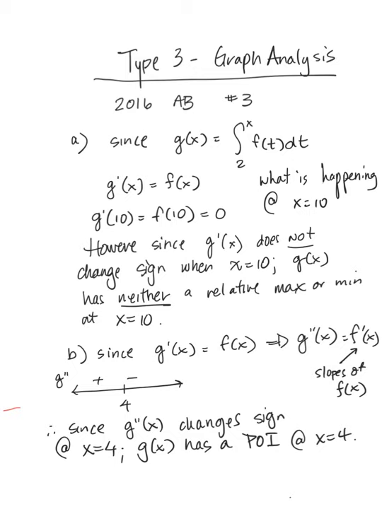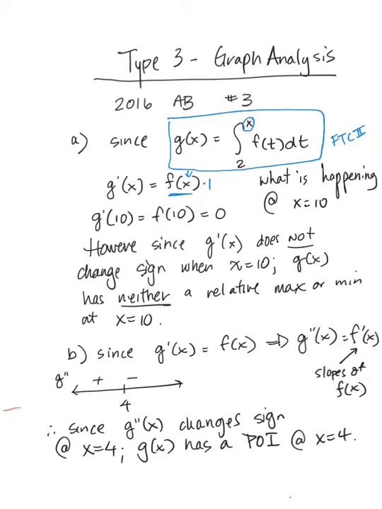All right, let's look at 2016 AB number 3. We're given the graph of f, and we're also given that our function g is defined as the area underneath the curve of f from 2 to x. The first question asks whether or not g has a relative min, max, or neither at x equals 10. So understanding FTC number 2, when I take the derivative of an integral, I'm just going to get the function itself with that upper piece x in for t, and then it's really multiplied by the derivative of x, which in this case is 1.